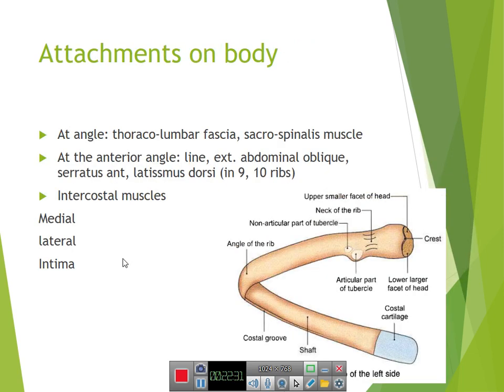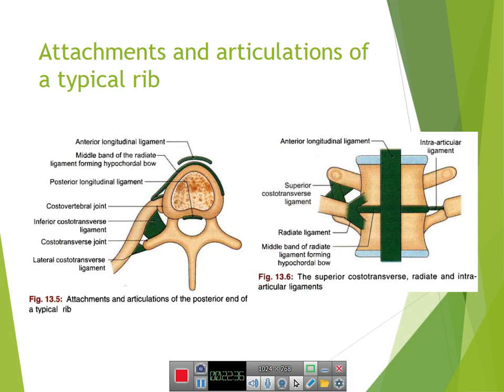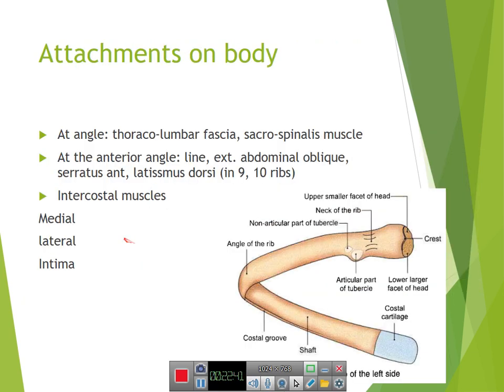How about the shaft of the rib? Attachments on the shaft of a rib, or body of the rib. So we have a typical rib here, and after the head we have a neck and tubercle, articular part, non-articular part, and after the tubercle we have a shaft or body. And what are the attachments of the shaft or body?